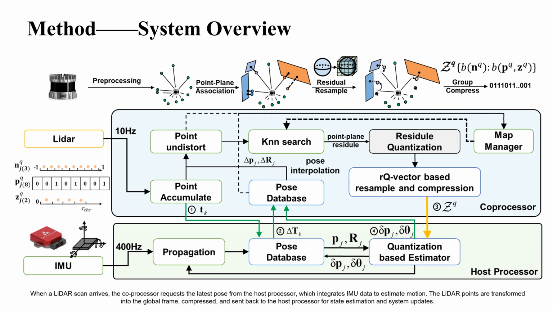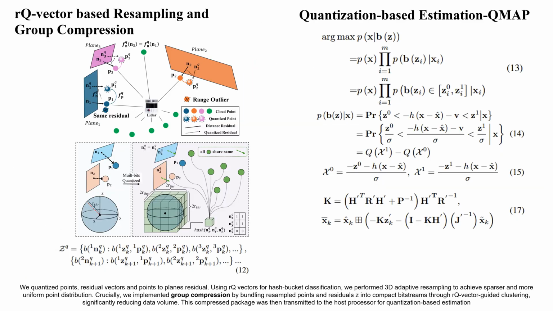The LiDAR points are transformed into the global frame, compressed, and sent back to the host processor for state estimation and system updates. We quantize points, residual vectors, and point-to-plane residuals. Using RQ vectors for hash bucket classification, we perform 3D adaptive resampling to achieve sparser and more uniform point distribution. Crucially, we implemented group compression by bundling resampled points and residuals Z into compact bit streams through RQ vector-guided clustering, significantly reducing data volume. This compressed package was then transmitted to the host processor for quantization-based estimation.